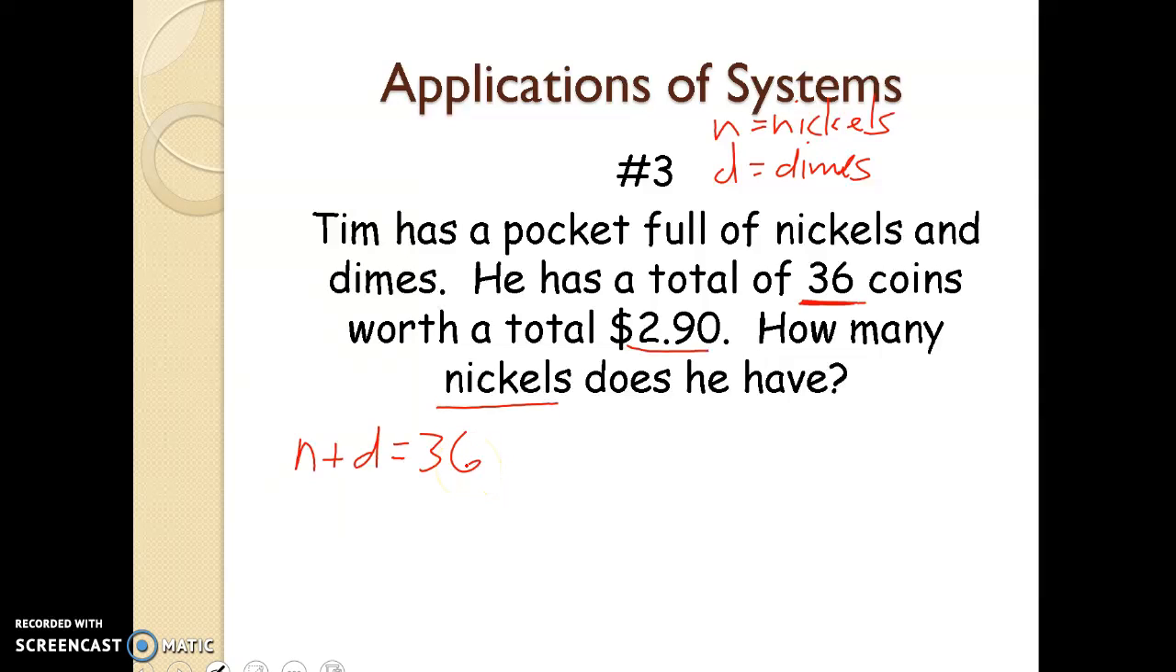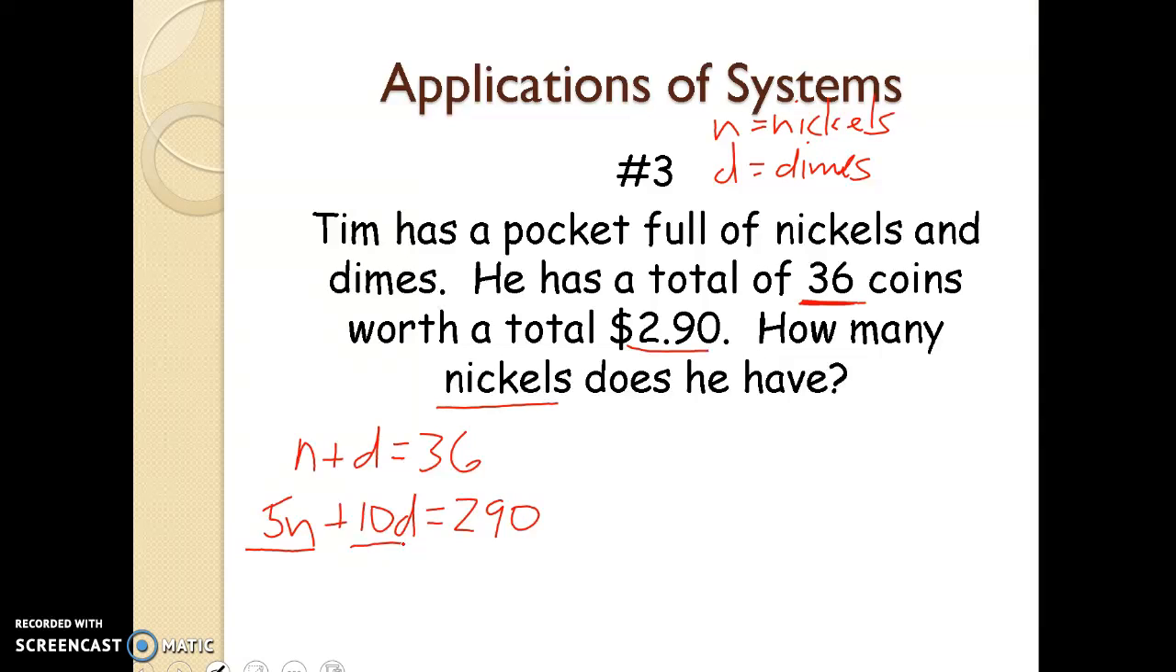But then we also know that each nickel is worth 5 cents. Also, we know that each dime is worth 10 cents. And the value of all of his change is 290 cents. Now I could have used $2.90, but then this would have to be 0.05 and this would have to be 0.10. And I think it's just easier to say this is all in cents.